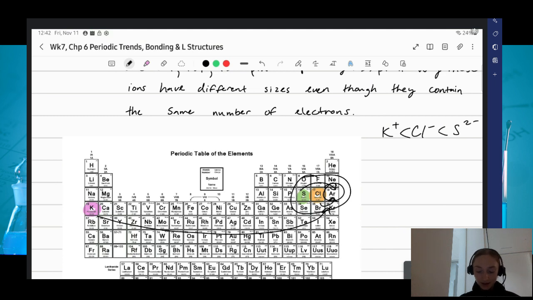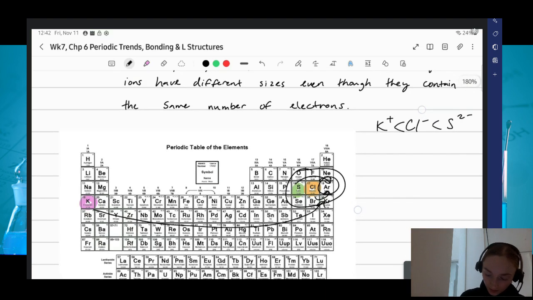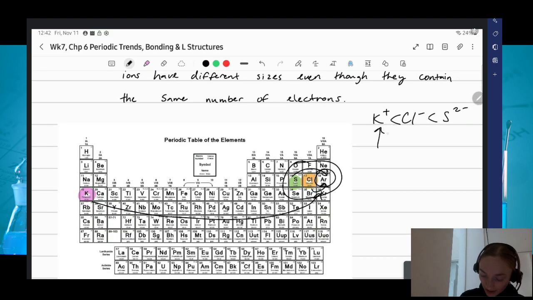But all that being said, because potassium has more protons, and because it's going to be losing an electron, that is more favorable, and that creates a smaller radius. So that is the reason why potassium is the smallest of all the ions versus chlorine and sulfur.